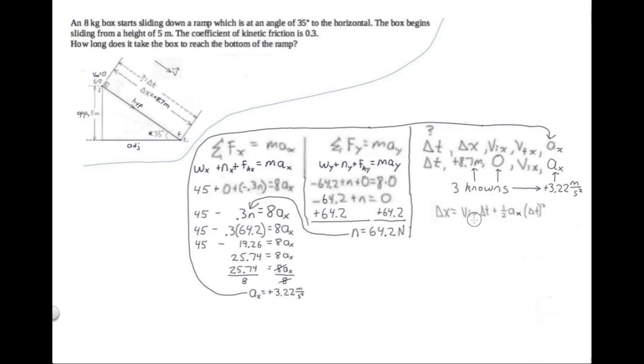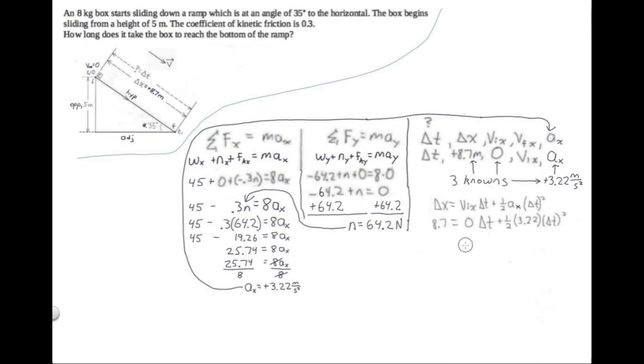First, write down the general equation. Delta x equals v initial x delta t plus 1/2 a sub x delta t squared. Next, substitute specific numbers or symbols into the equation using the kinematics setup. For delta x, we substitute 8.7 meters. For v initial x, we substitute 0. For delta t, we continue to substitute delta t. For a sub x, we substitute 3.22 meters per second squared, as we determined over here.